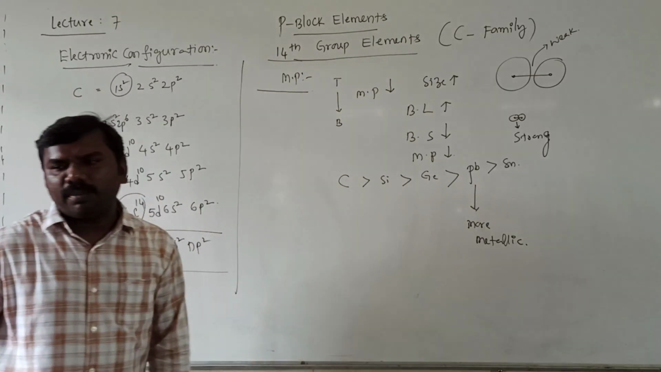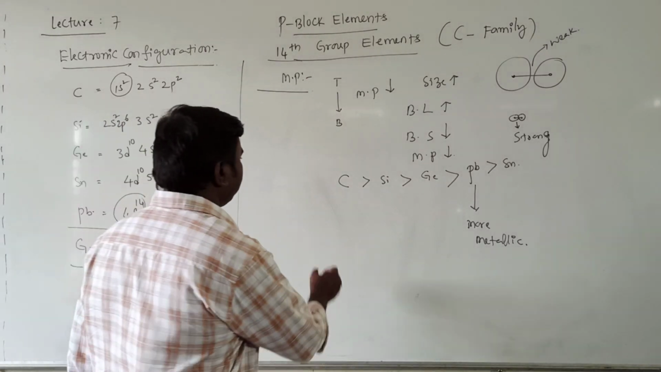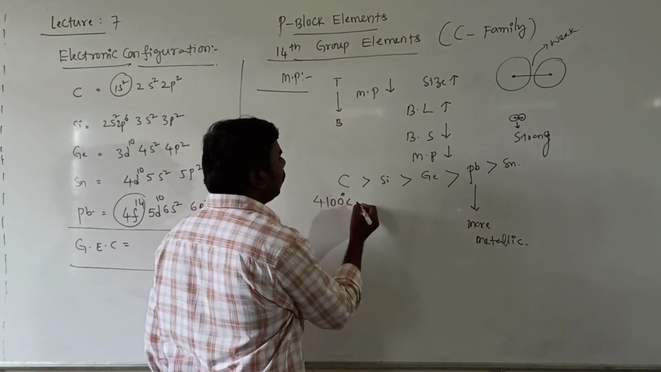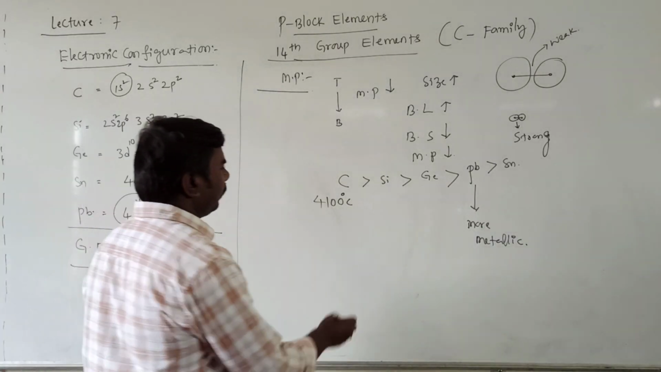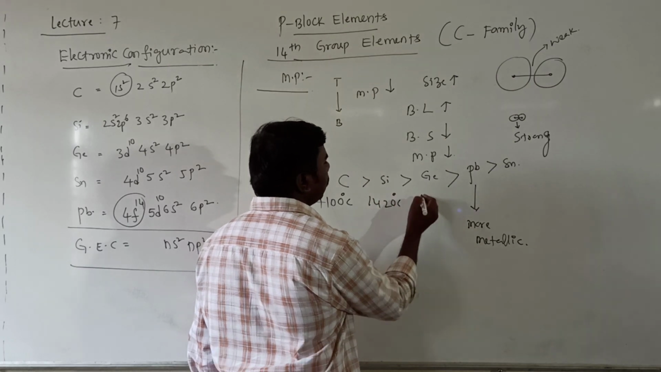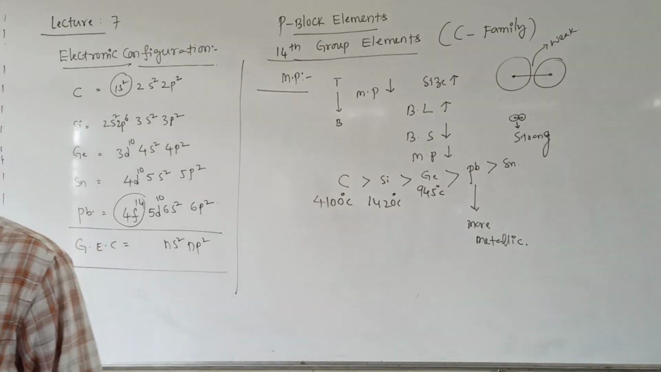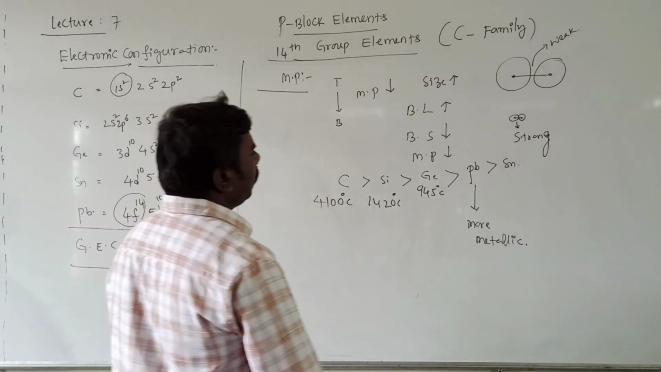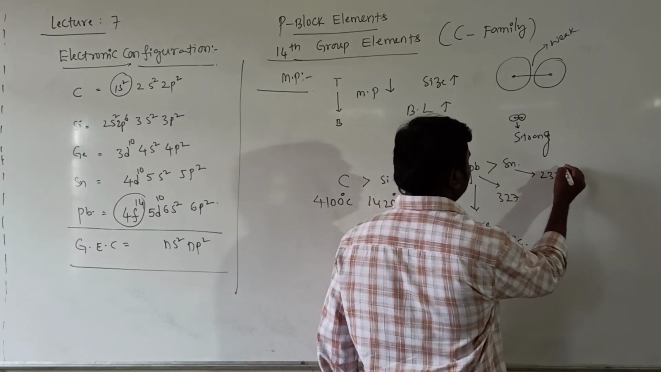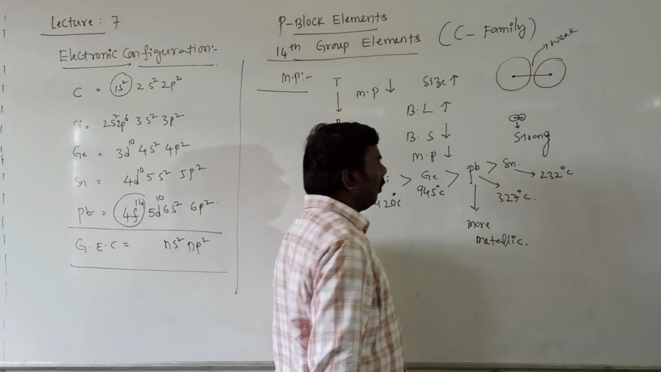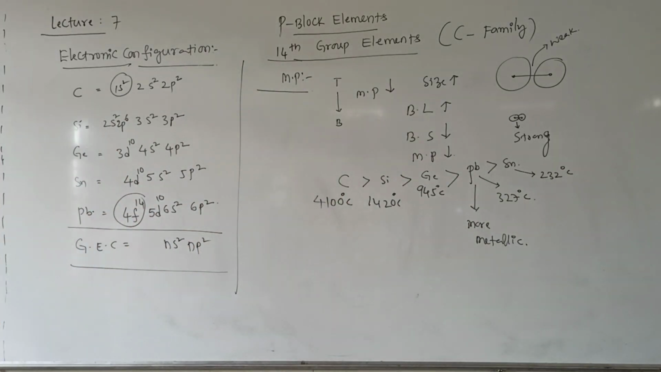Now the order of melting point is given, and I will give you the values also. 4100 degrees, 1420, 945, 420 degrees. The value of lead is 327, 232 degrees Celsius. This is the order of melting points of 14th group elements, right?